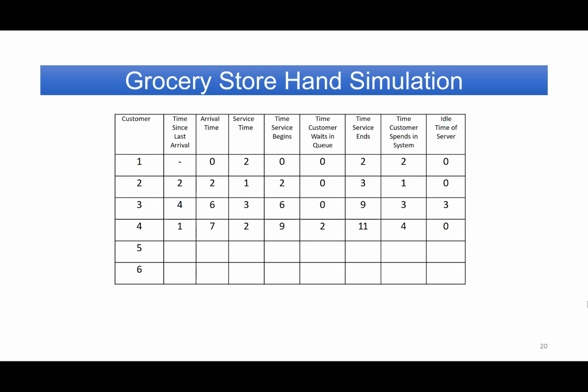The time since last arrival is 1, since they arrived at 7 and the previous customer arrived at 6. The service time was 2, but the service began at time 9 since the customer had to wait in line for 2 units. The service ended at 11 because the service started at 9 and took 2 to serve them, and then the customer eventually spent 4 units in the system. So even though they had 4 units in there, 2 units were service time and 2 units were wait. However, in this case, the server was continuously working, so there was no idle time.